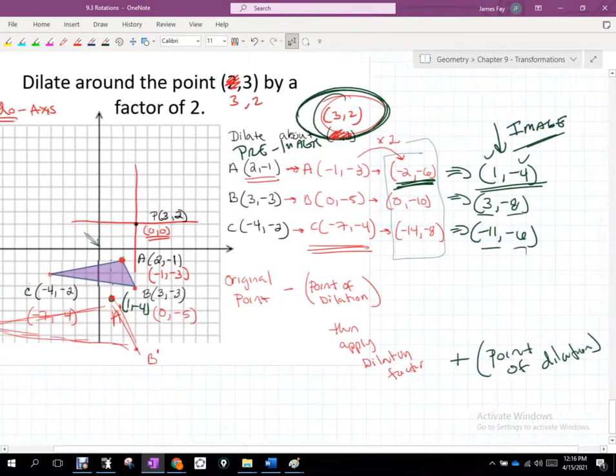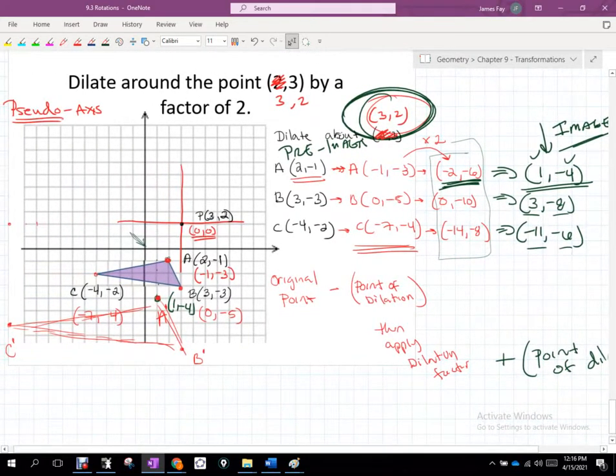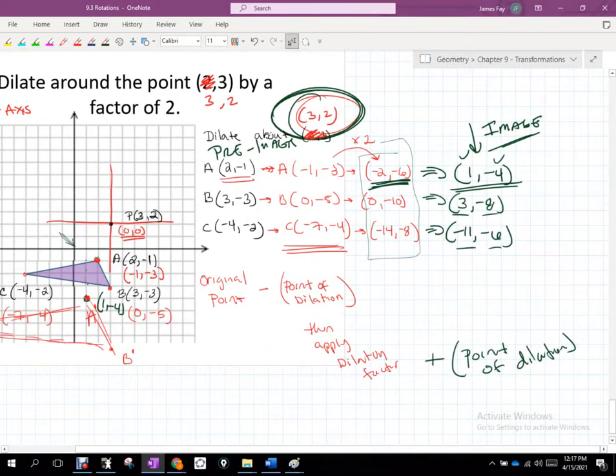Now, when I do these, very rarely will I draw this picture. Maybe one time in front of me would be nice, but I use this thing all the time right here. Take my original point, subtract the point of dilation, apply my scale factor, add back in the point of dilation. Say it again. You just multiply. So if the dilation is happening around 0, 0, all you do is multiply by the scale factor. So you take your ordered pairs and multiply them by, in that case, 2. And so that's an easy thing to do.